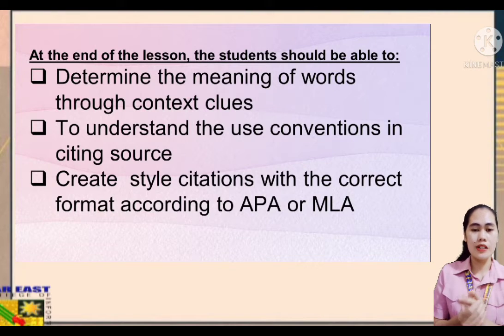So, later on, I will discuss to you about citations para magawa niyo yung activity natin for this topic. Okay? So, context clues. Kapag tayo ay nagbabasa, we sometimes encounter unfamiliar words. Okay? So, ano nga bang ginagawa natin kapag nakaka-encounter tayo ng unfamiliar words sa pagbabasa, no? Maliban sa pagtingin ng meaning nito sa dictionary or pag-google ng ibig sabihin ng salitang yon.